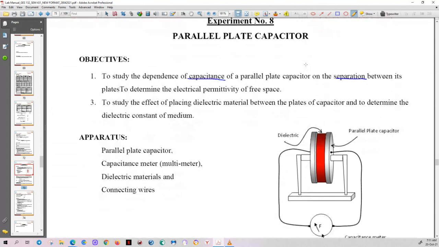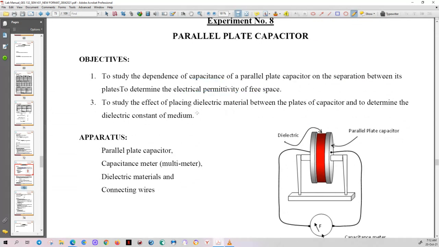As you can see, a parallel plate capacitor is made of two plates with a distance between them. Sometimes this distance, or the gap we call it, has a non-conducting material in between, which we call a dielectric. From here, we are going to calculate what we call the electrical permittivity of free space. It's actually a constant, and we'll calculate this constant.